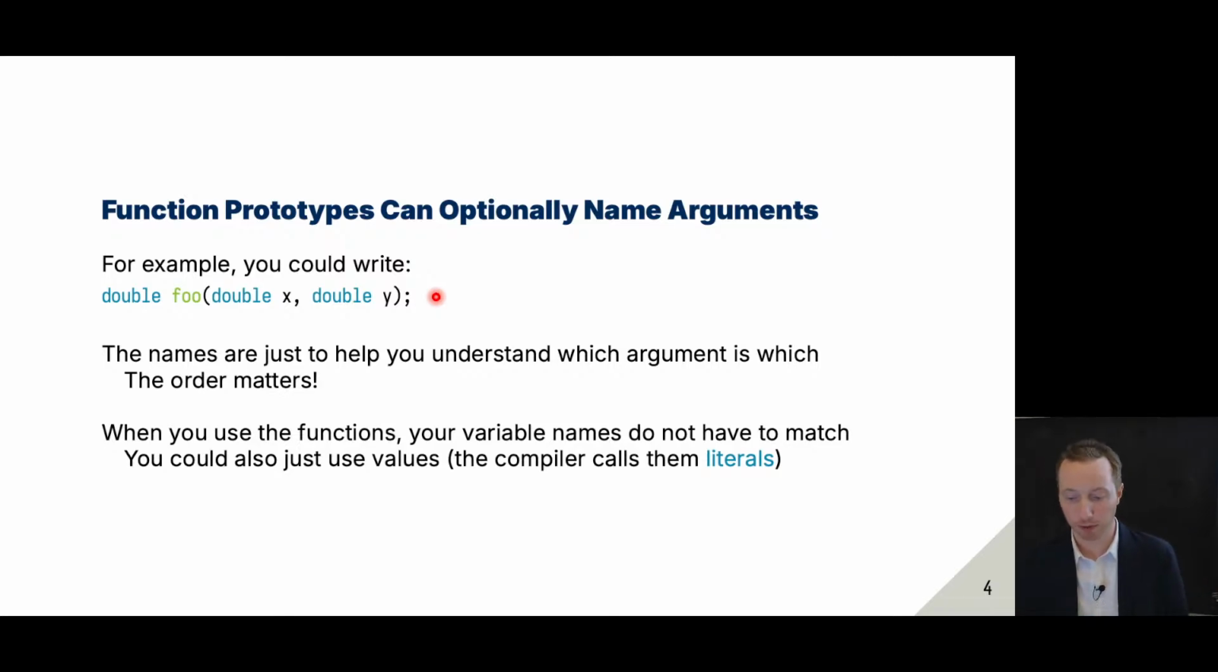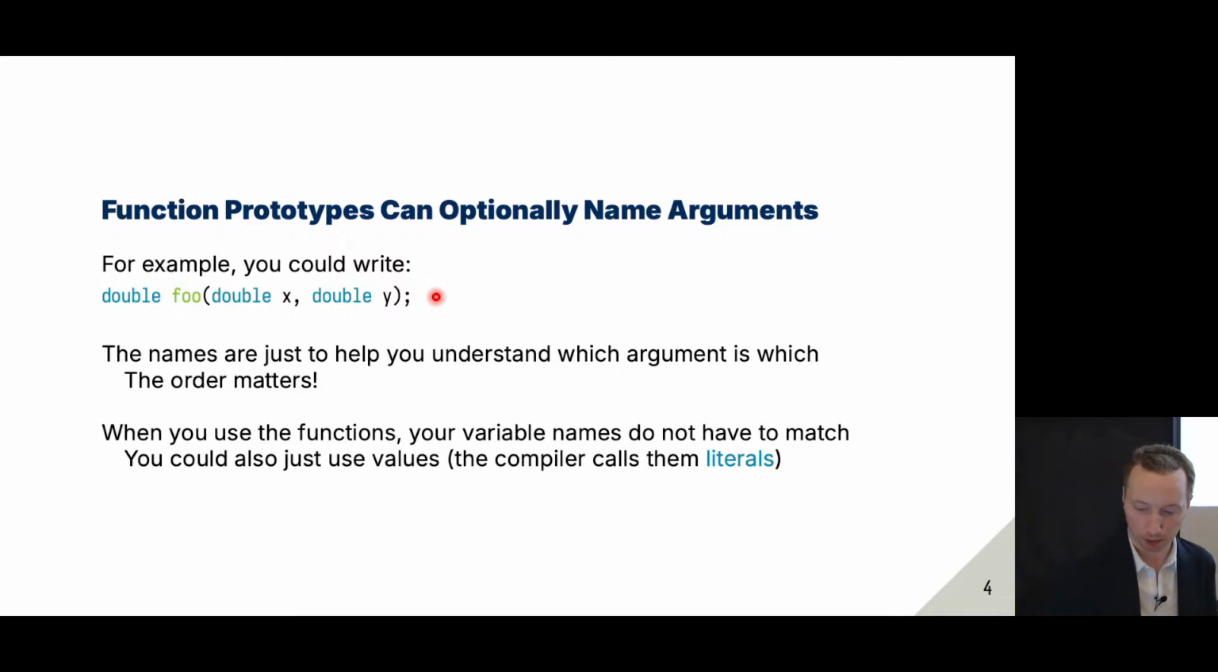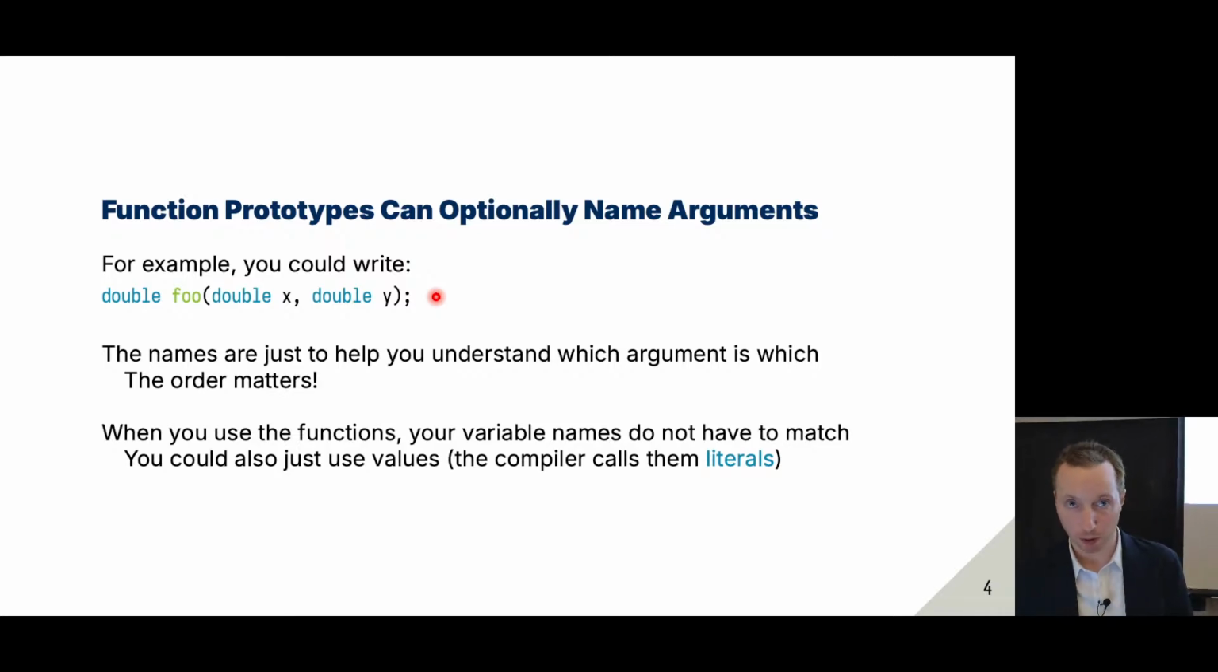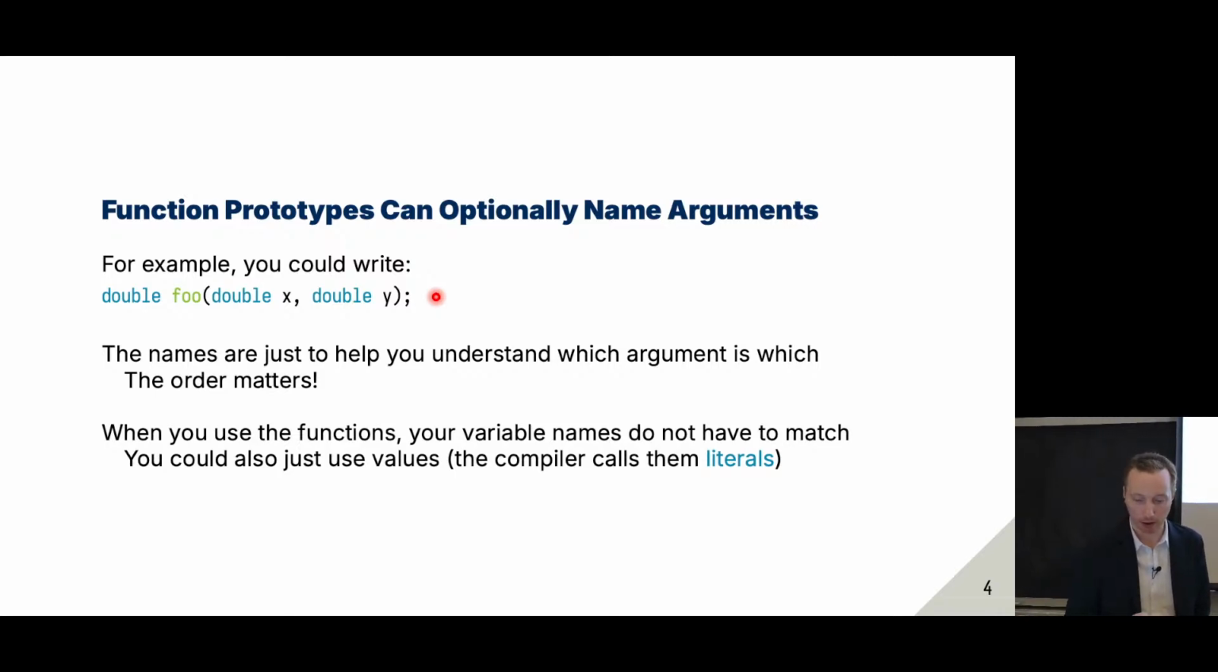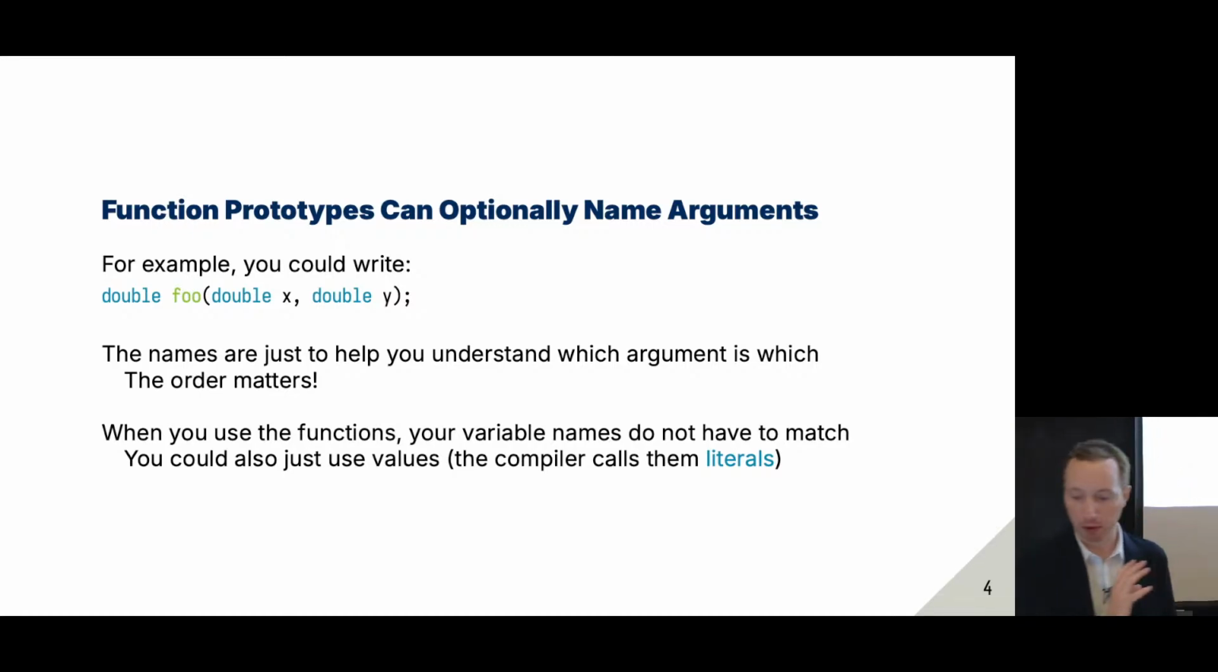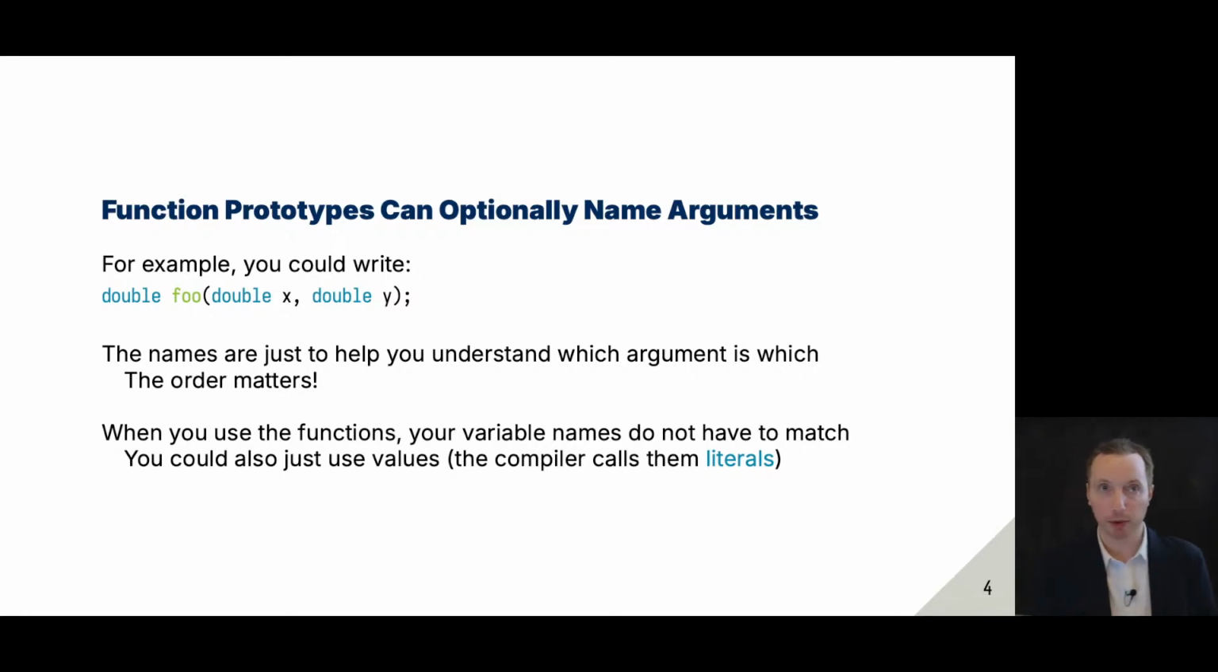So in order for you to understand which is which, you can optionally name them, and then from the name, you know which one to use for what. So the order matters whenever we use functions. When you actually use this function, those names don't matter, right? I don't have to have a variable called x or y. They don't have to match whatever is in that function prototype.